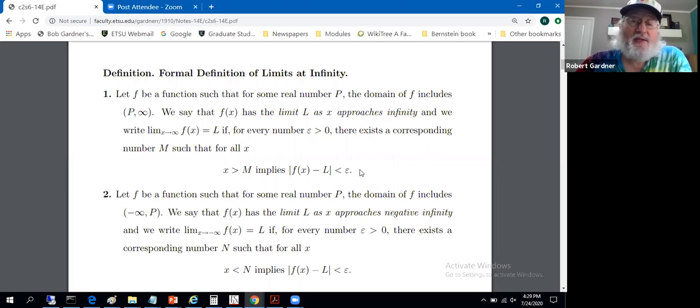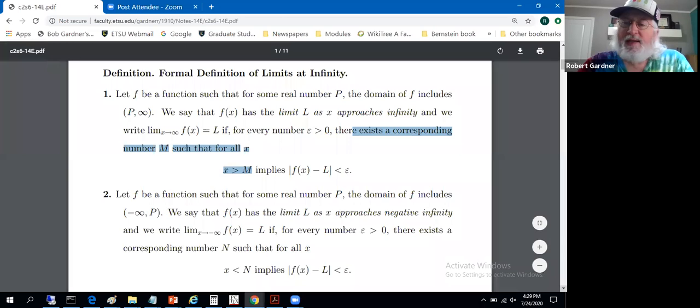And informally, that's how we'll describe it. But there's the formal definition. The only difference from what we had in the past is the delta stuff has been replaced with capital M stuff. And now we're requiring x to be bigger than capital M. It's this stuff highlighted that is requiring x to be big. How big? Well, bigger than capital M.